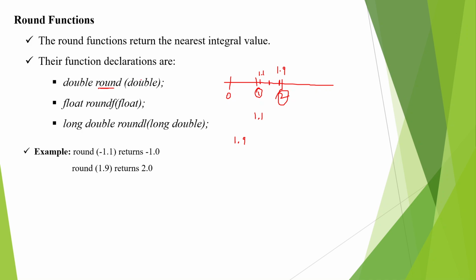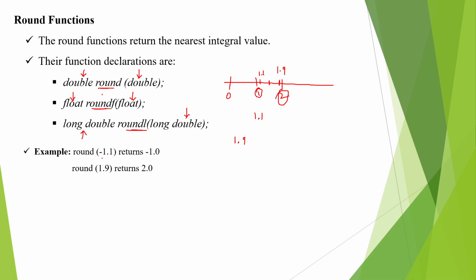Here we have three different types of round functions. Normal round deals with only double types: it takes the double input and returns the double output. roundf takes the float parameter and returns the float output. Then roundl takes the long double input and returns the long double output.